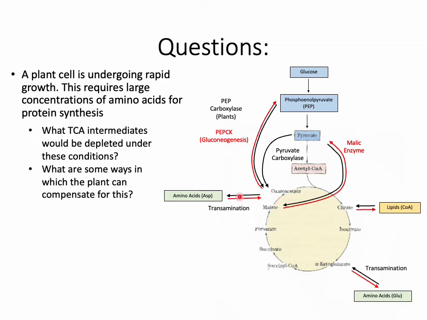This would be a significant problem because if you start pulling out intermediates from your citric acid cycle, it stops working. The plants can get around this by using either the malic enzyme or PEP carboxylase to convert some carbohydrates into either oxaloacetate or malate. This allows the citric acid cycle to keep going, even under conditions where some of its intermediates are being pulled out for amino acid synthesis.